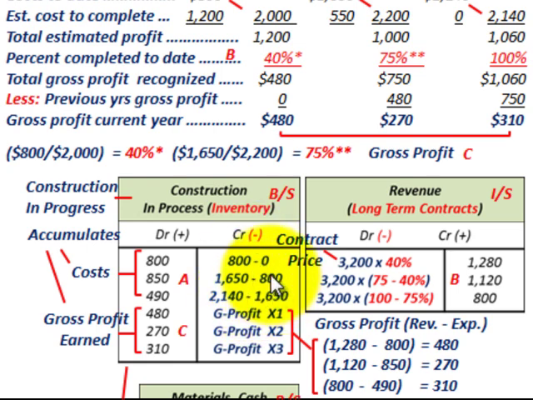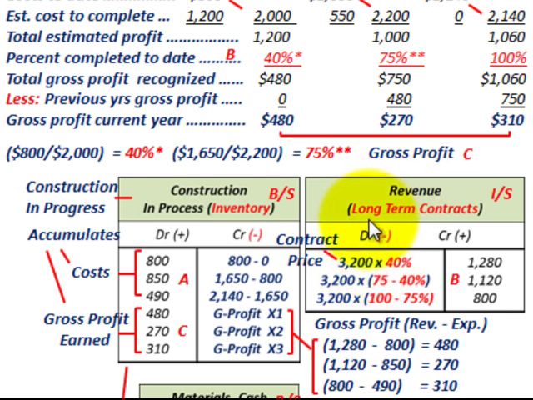Okay, so next let's actually calculate the revenue. Now remember, the construction in process is on our balance sheet, but this revenue is what we're going to realize on this long-term contract on our income statement. Okay, so let's look at this, and then we're going to come back to calculating that gross profit.